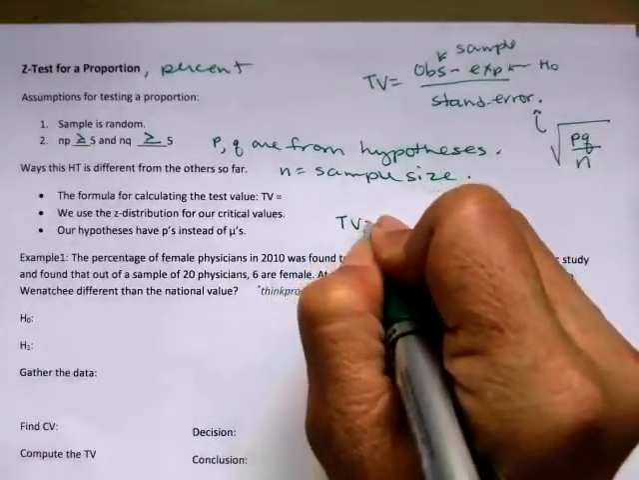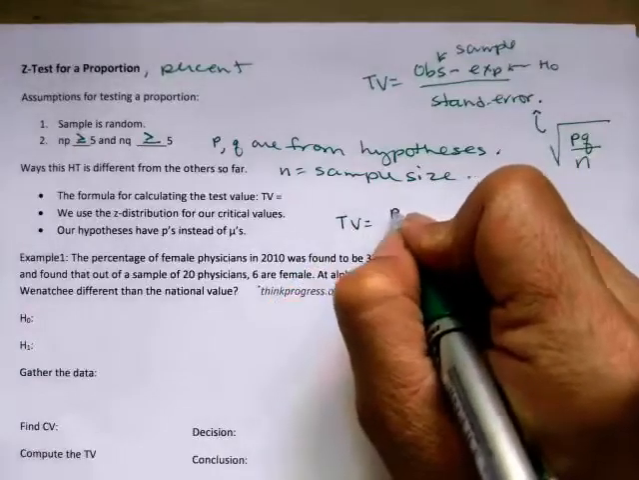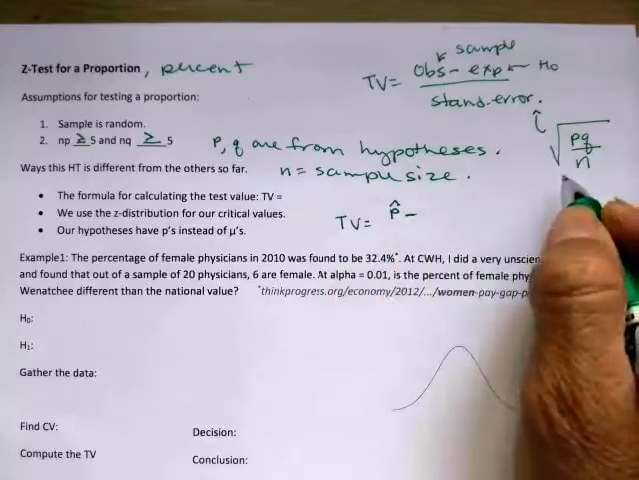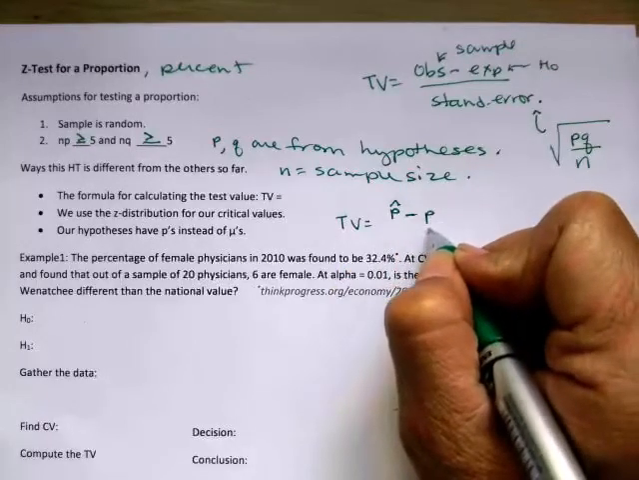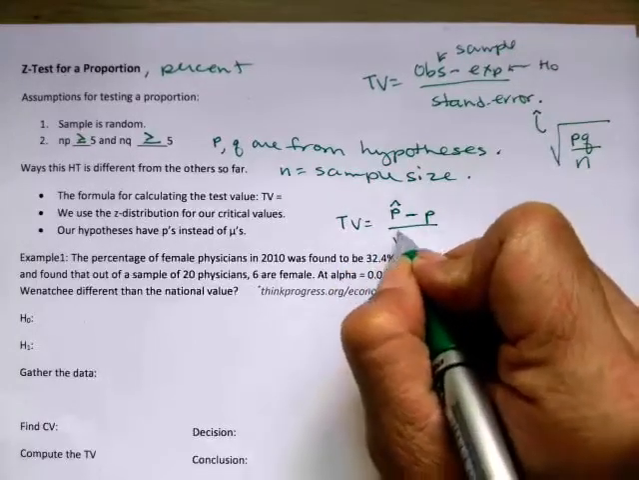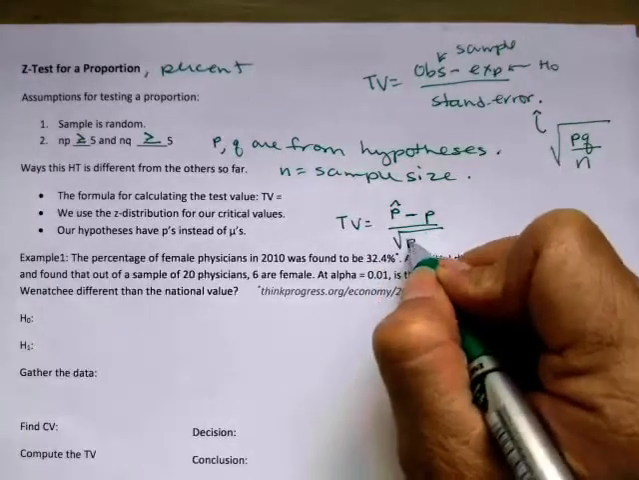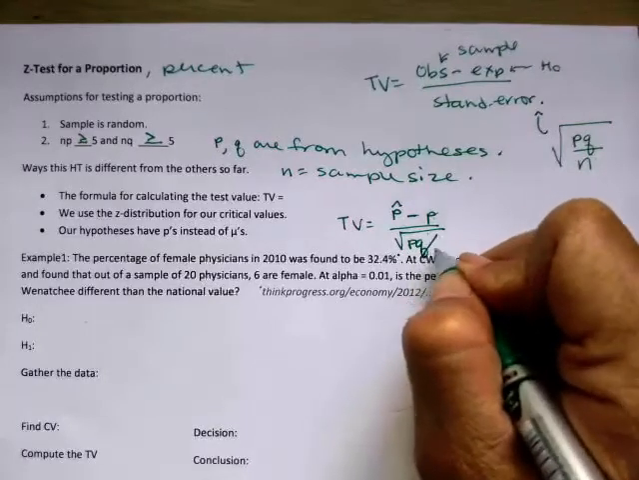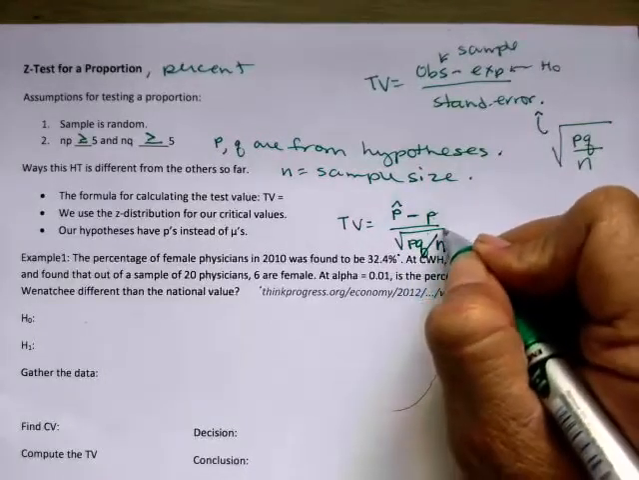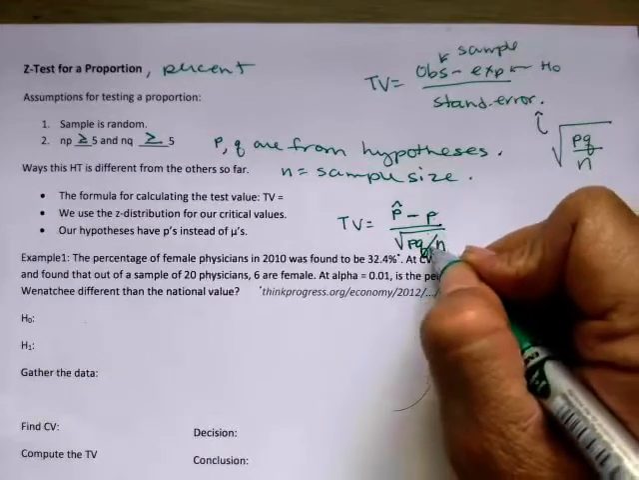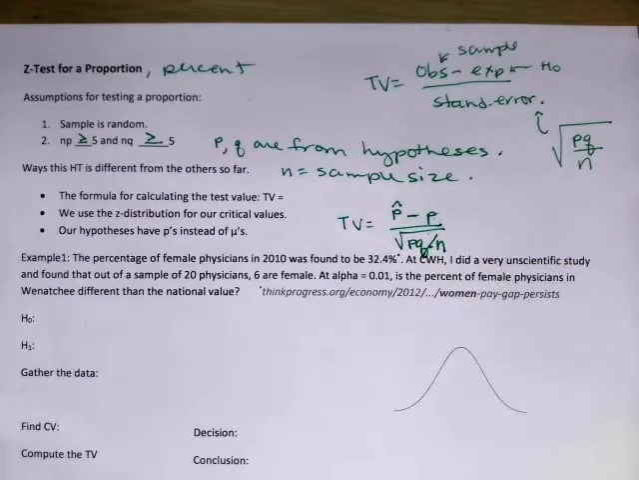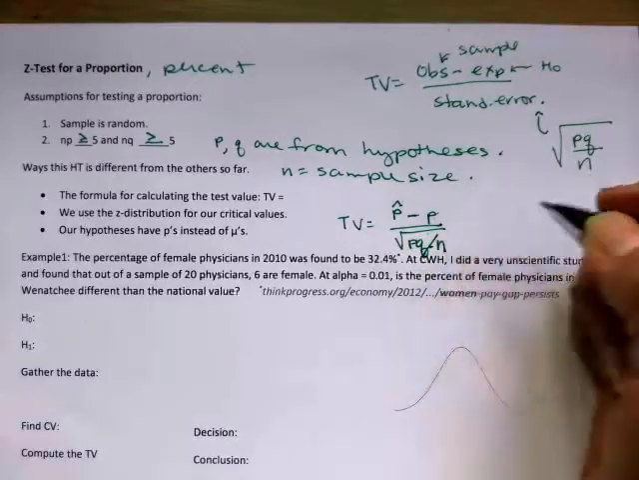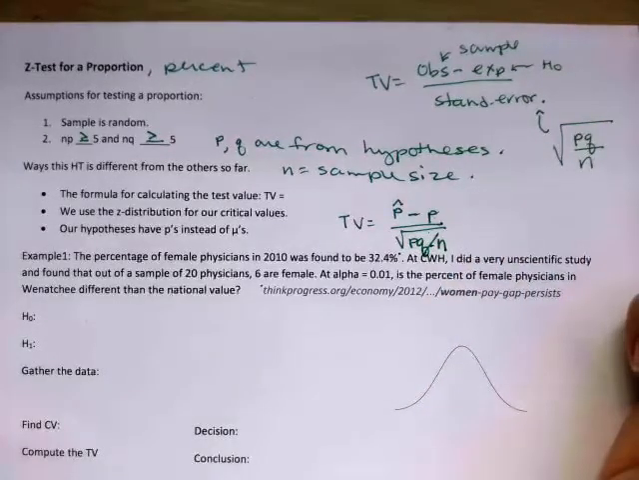So here we go, test value equals observed. So this is the proportion of our sample, so that's a p hat. Minus expected, that's from our null hypothesis, so a p. Divided by the standard error, so p from the hypotheses, q is 1 minus p, divided by n. So I have this division for my big fraction, and then I have a division in the denominator itself. Okay, so this will tell us the test value. But we can also use your calculator, which is what I'm going to do.